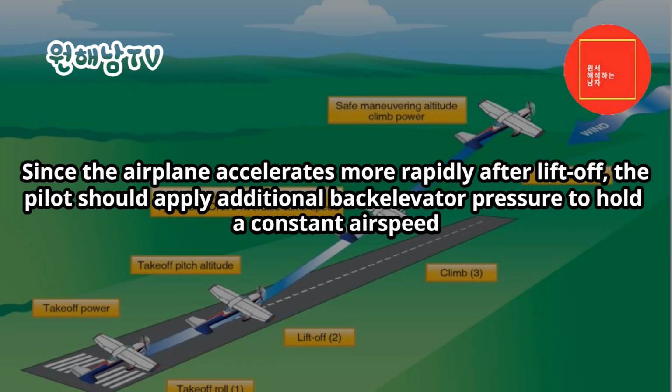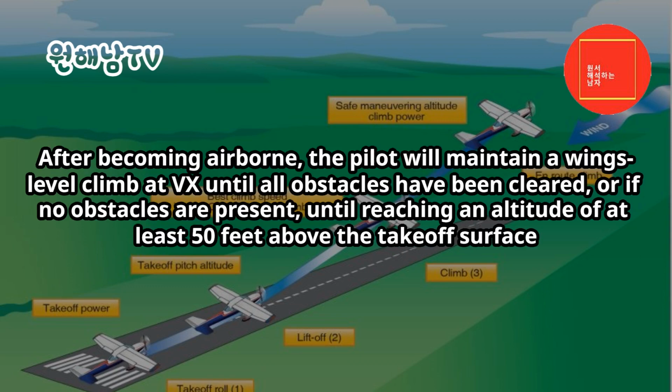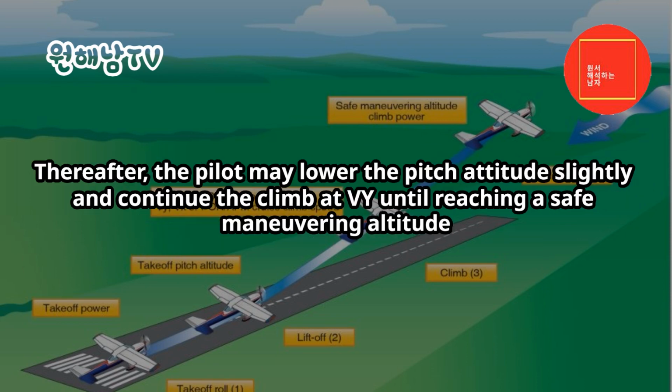Since the airplane accelerates more rapidly after liftoff, the pilot should apply additional back elevator pressure to hold a constant airspeed. After becoming airborne, the pilot will maintain a wings-level climb at Vx until all obstacles have been cleared, or if no obstacles are present, until reaching an altitude of at least 50 feet above the takeoff surface. Thereafter, the pilot may lower the pitch attitude slightly and continue the climb at Vy until reaching a safe maneuvering altitude.